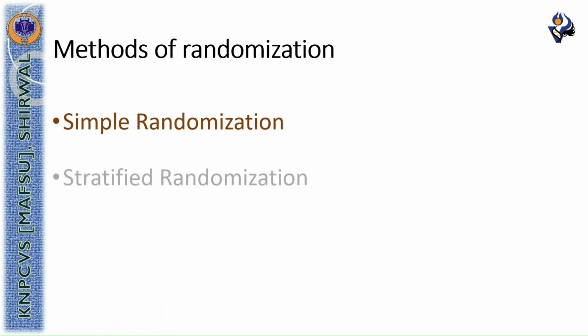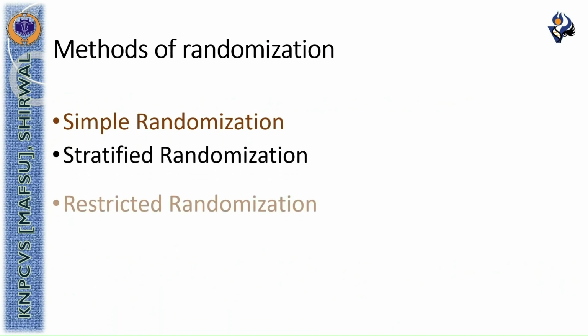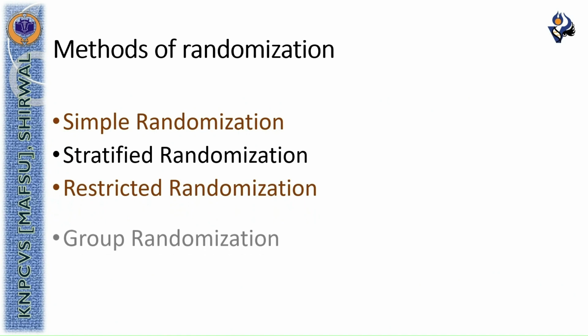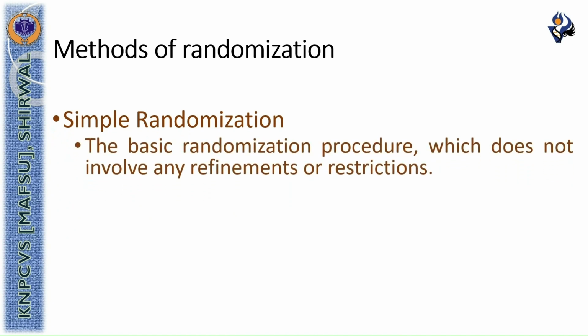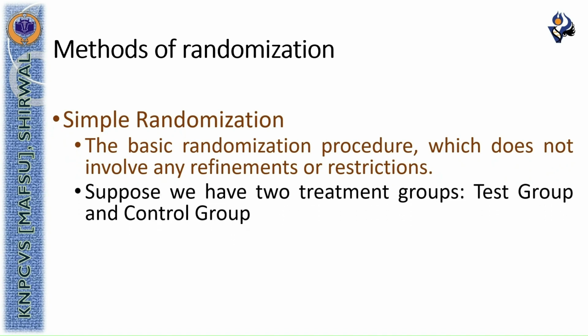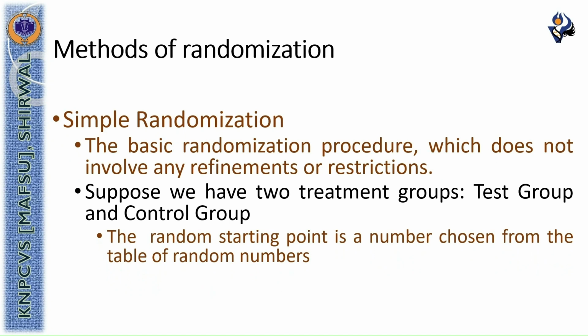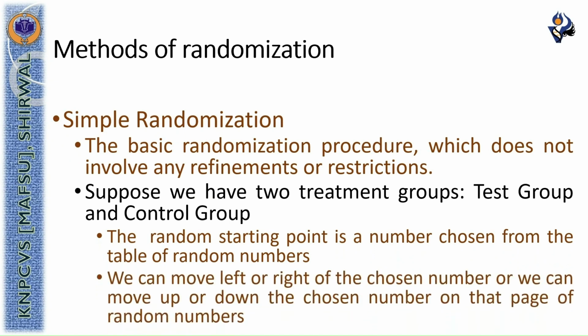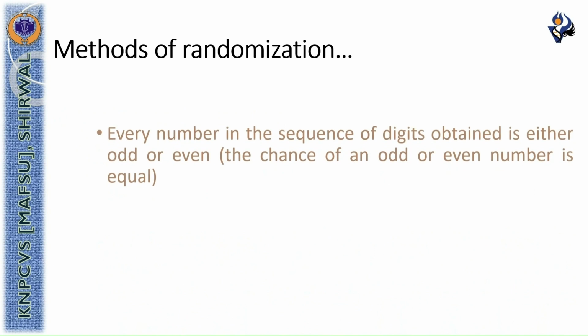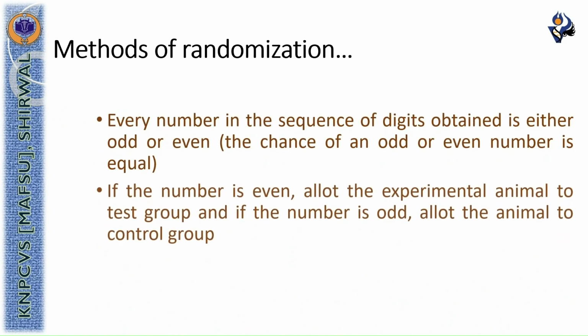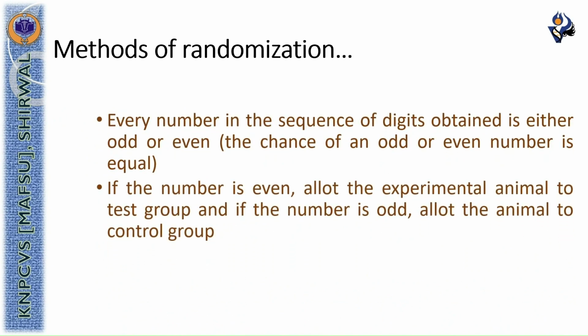There are various methods of randomization such as simple randomization, stratified randomization, restricted randomization, and group randomization. Simple randomization is the basic randomization procedure which does not involve any refinement or restrictions. Suppose we have two treatment groups, the test group and the control group. We can randomly allocate the experimental material to each group based on the random table method.